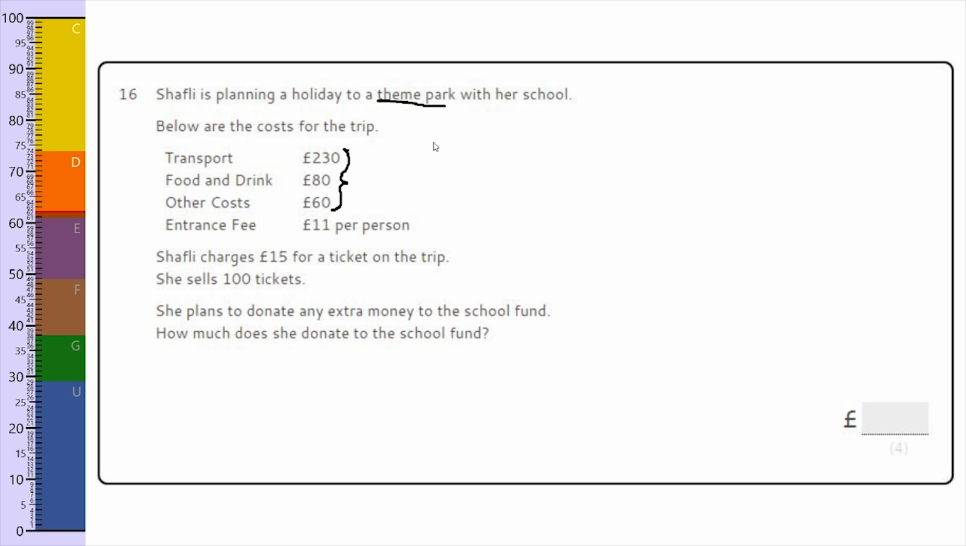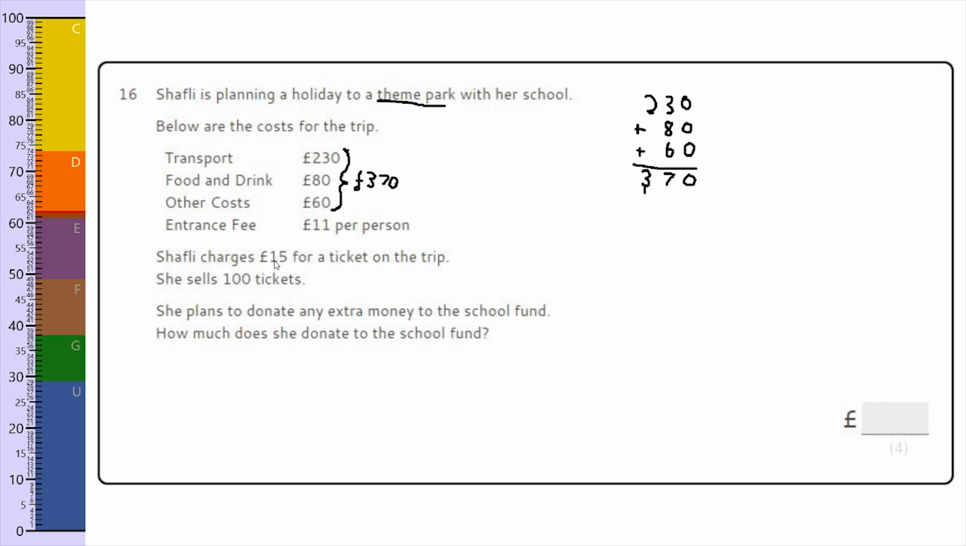So first thing I can do in this question is just work out what the total of those are. So 230 plus 80 plus 60. Let's work out what that is. So 0 plus 0 plus it's all zeros. 6 plus 3 is 9, plus 8 is 17. So carry the 1. 2 plus 1 is 3. So 370. So in total, the flat costs are £370.